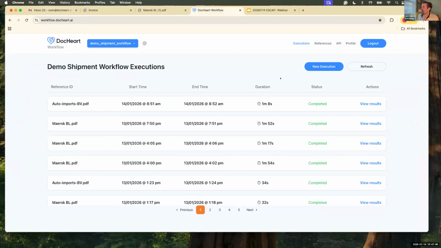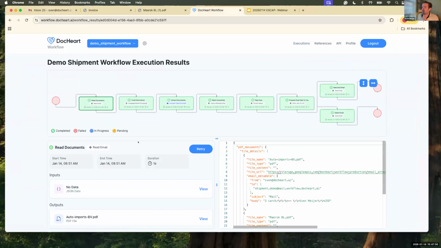When I go to the workflow here, what we do in the workflow is we can automate any kind of process. So now this workflow is going to be triggered by this email. And then it's going to recognize what is in the email. There's an email body, and there are also some attachments. So it knows what to do.